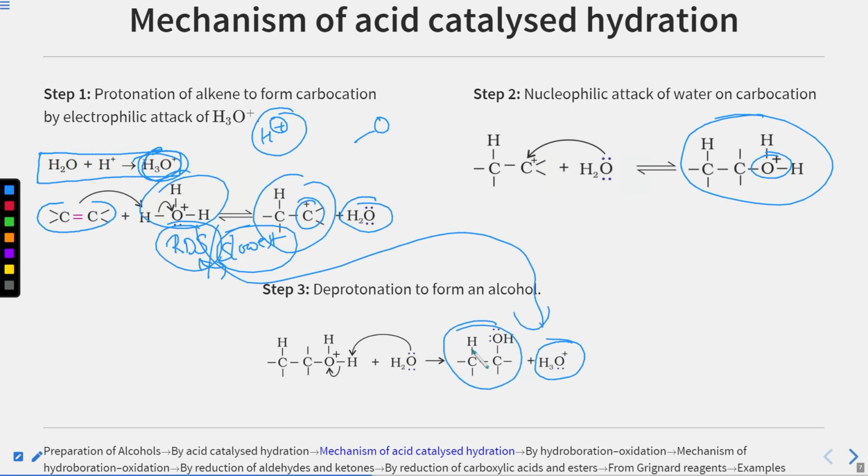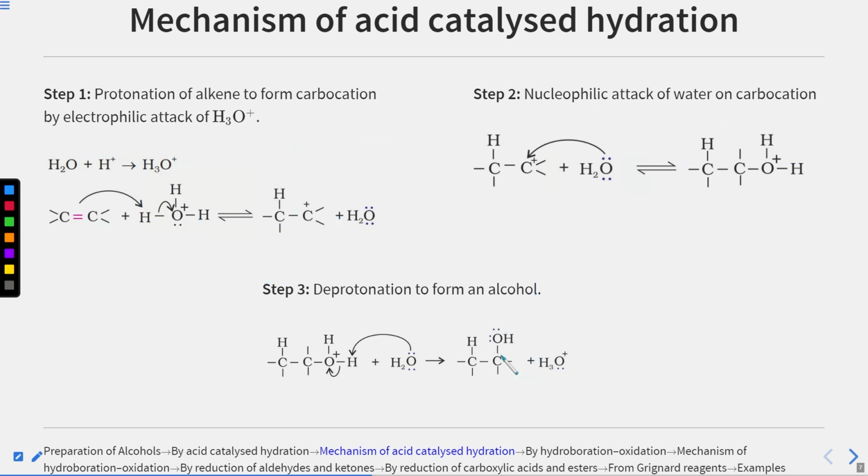Now in this whole mechanism, three steps are occurring. First, the protonation is taking place. The alkene is getting protonated. Second, the nucleophilic attack of water is taking place. And third, the deprotonation of the alcohol is taking place, and we get our final alcohol. The thing you should remember is that this is the RDS. So the stability of the carbocation will decide the overall rate of reaction. Is this clear?